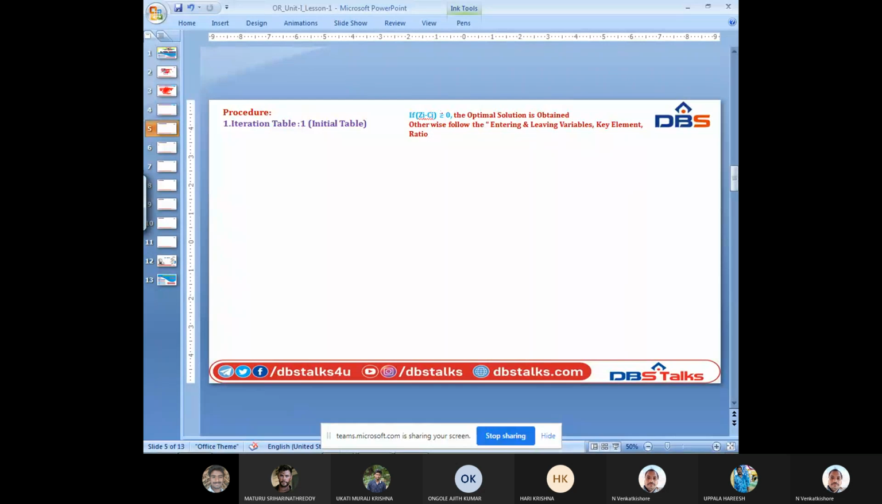Either the values are greater than 0, or they are equal to 0. If all the Zj minus Cj values are 0, then the solution is optimal, or if they are greater than 0, then also the solution is optimal. Until that condition is met, we have to solve the problem. So try to solve it until the solution becomes optimal.